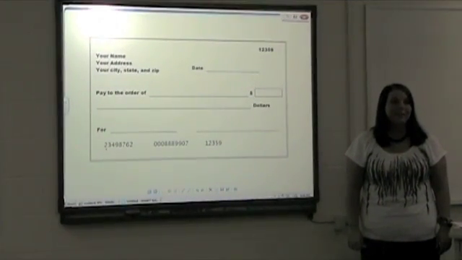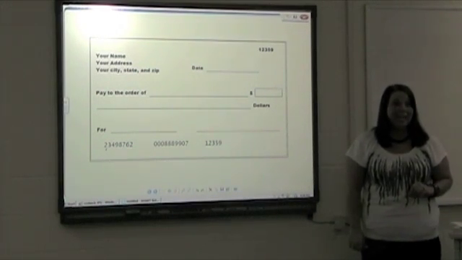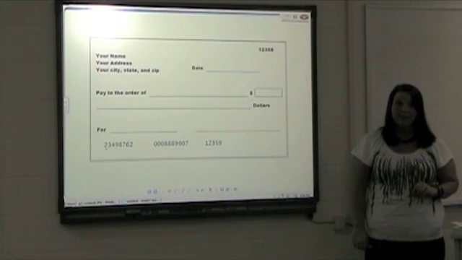Let's practice the steps in writing a check. Step 1 is to fill in the date. Today's date is March 9th of 2011.